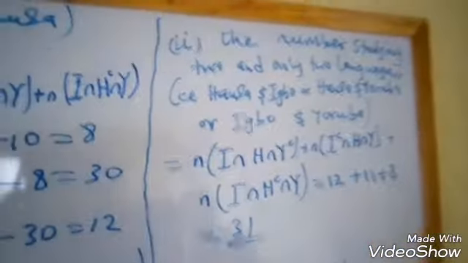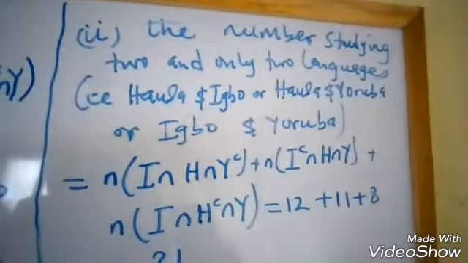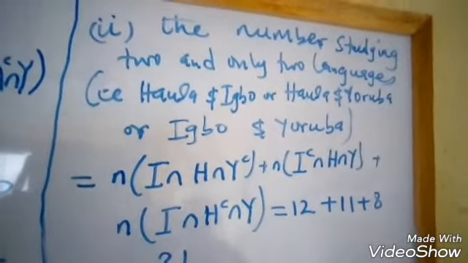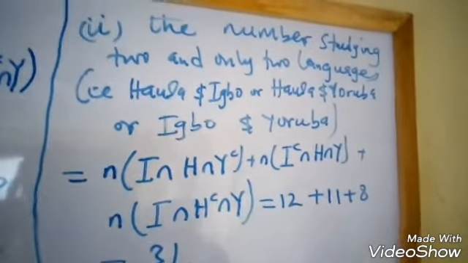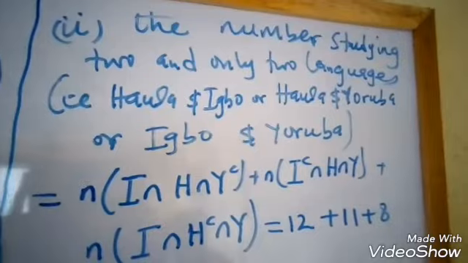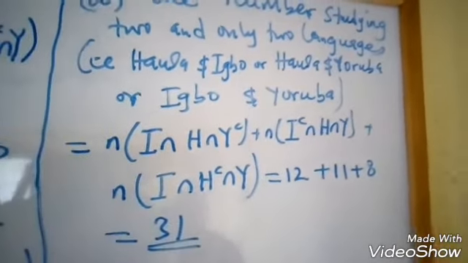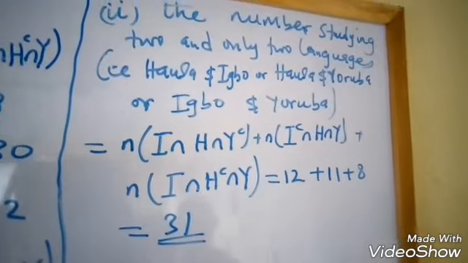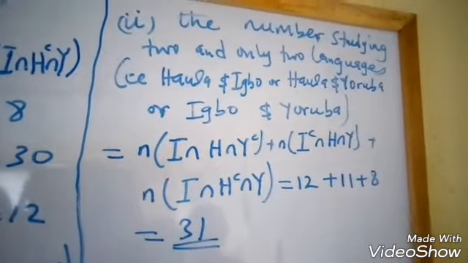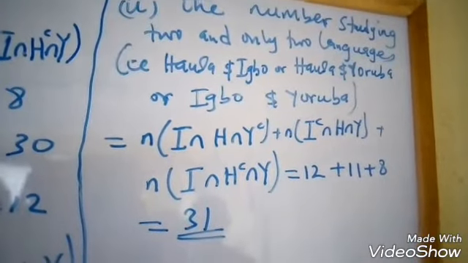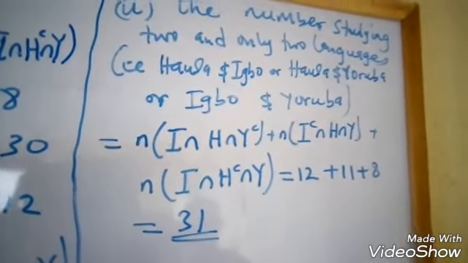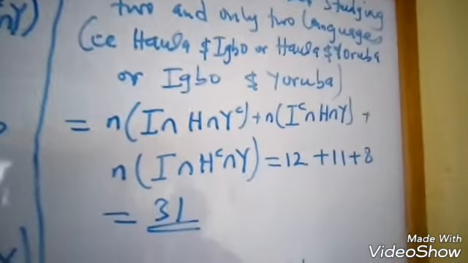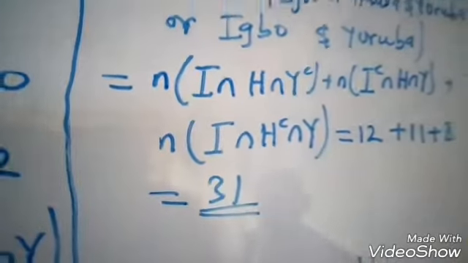The second question says, determine the number studying two and only two languages. Now, in talking about two and only two languages, it is either Hausa and Igbo, or Hausa and Yoruba, or Igbo and Yoruba. In other words, we are to compute n of I intersection h intersection y complement plus I complement intersection h intersection y plus I intersection h complement intersection y, which is 12 plus 11 plus 8. That gives us 31. That means the number studying two and only two languages is 31.